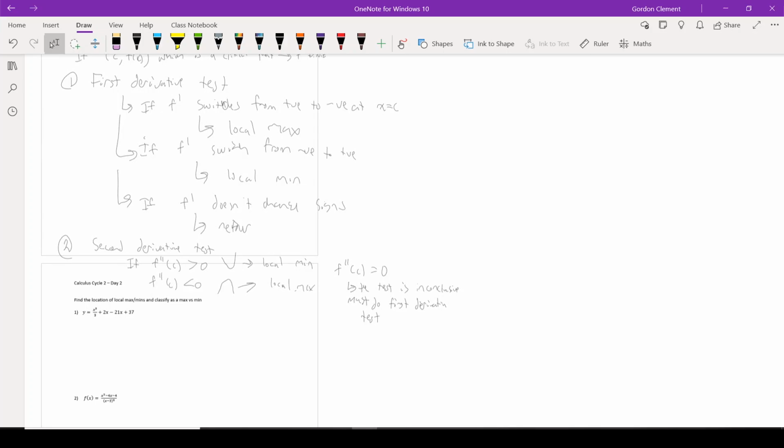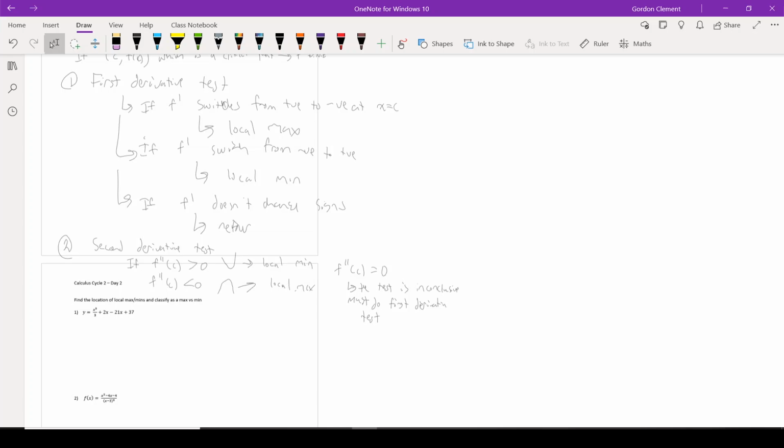So kind of the pros of the first derivative test are that it always works. You always get an answer. You can tell which of the 3 options it is every single time. The cons of the first derivative test is you have to have the first derivative factored and do a factor table, so that sometimes takes some time.